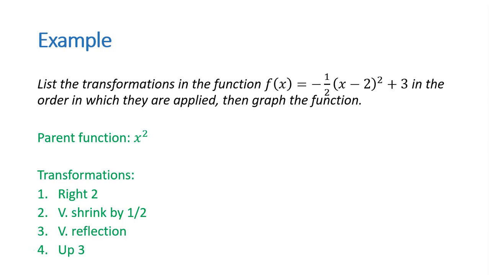So in this case, we have 4 transformations, one of each type. We apply each of them to the parent function in this particular order. And then once we've applied our vertical shift, the graph we're left with is going to be our final graph. It's going to be the graph of the full function.